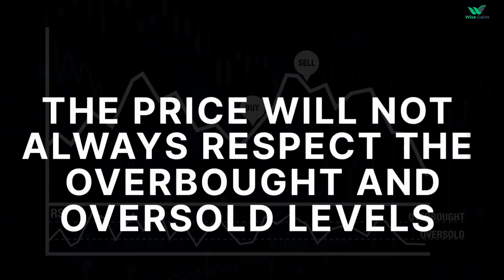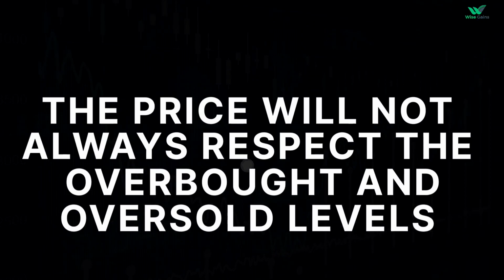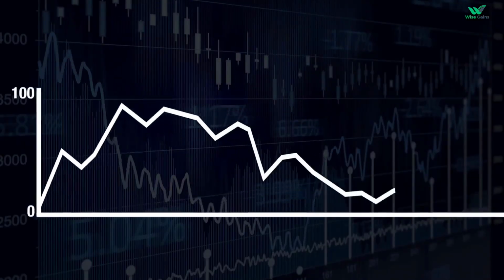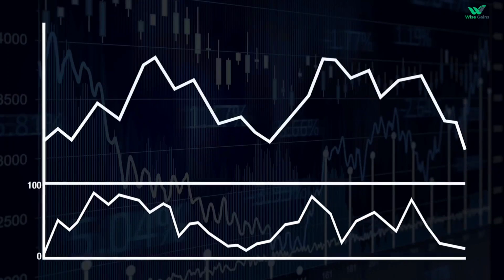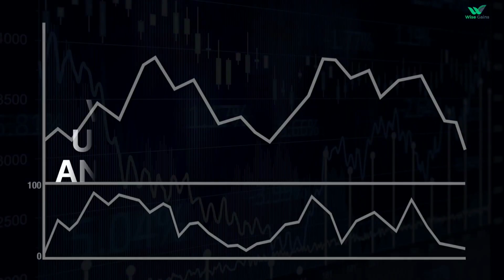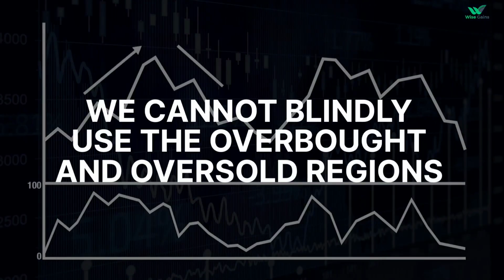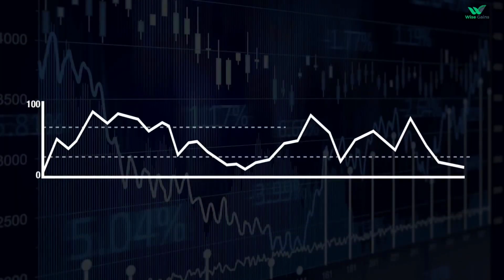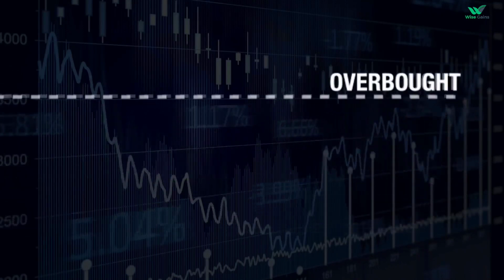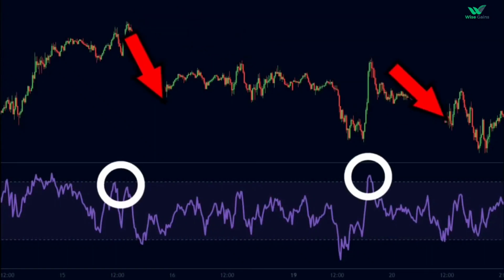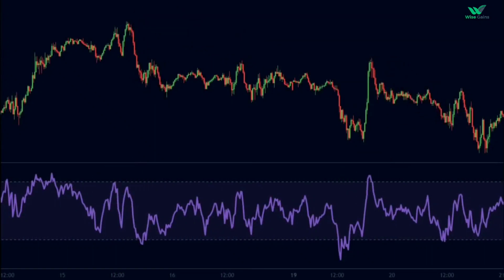One thing to note here is that the price will not always respect the overbought and oversold levels. For instance, in an uptrend the price can stay in an overbought region for a long period of time. On the other hand, in a downtrend the price can stay oversold for a long time. So we cannot blindly use the overbought and oversold signals on the RSI for our trading. But I have noticed that in an uptrend the price respects the oversold levels. Similarly, in a downtrend the price tends to respect the overbought levels. This information is very crucial for our strategy.